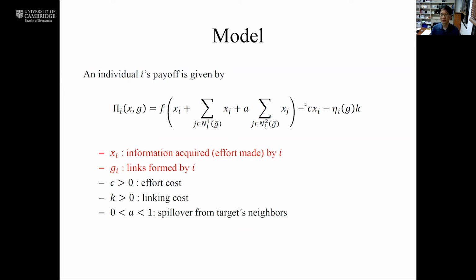And the second component on the right-hand side is the cost of effort, where c is the constant marginal cost of effort. And the last component is the cost of linking, and k is again the constant marginal cost of linking.